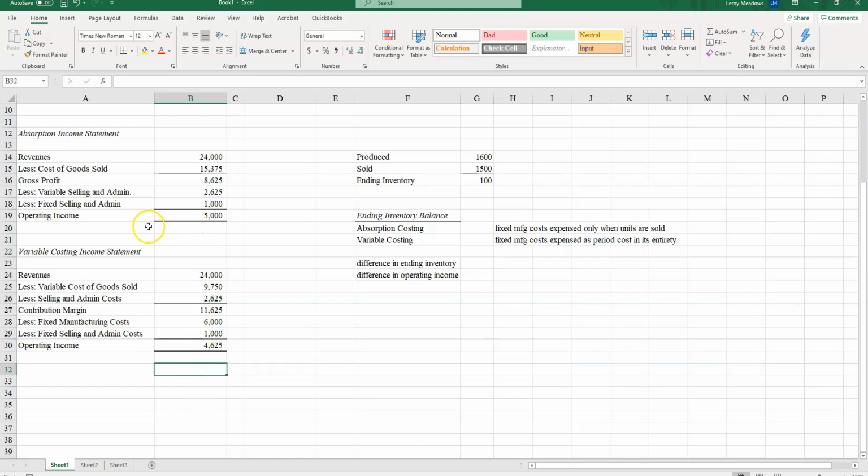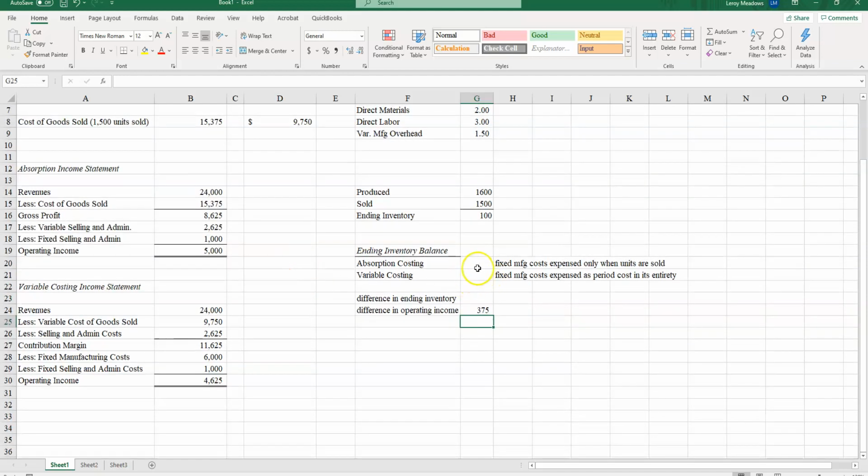So what is the difference in operating income? It is $5,000 minus $4,625. So my difference in operating income is $375. Now let's take a look at my ending inventory balance.